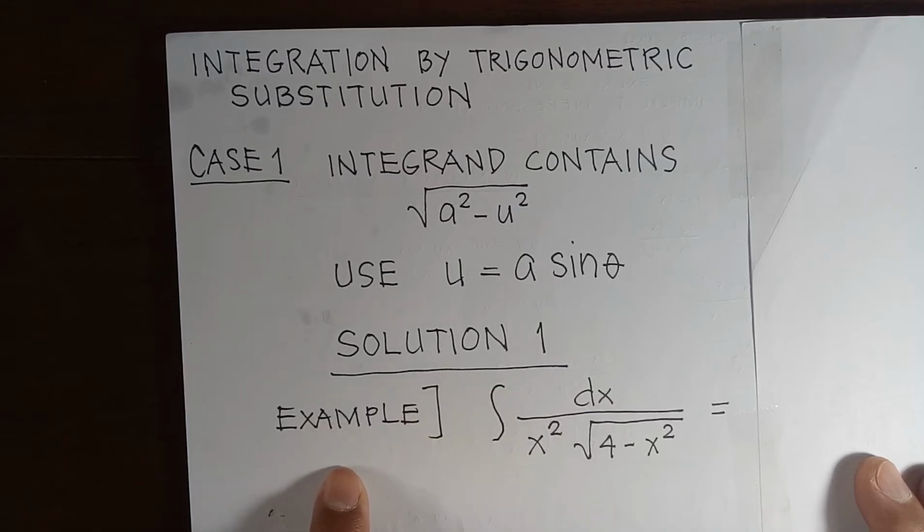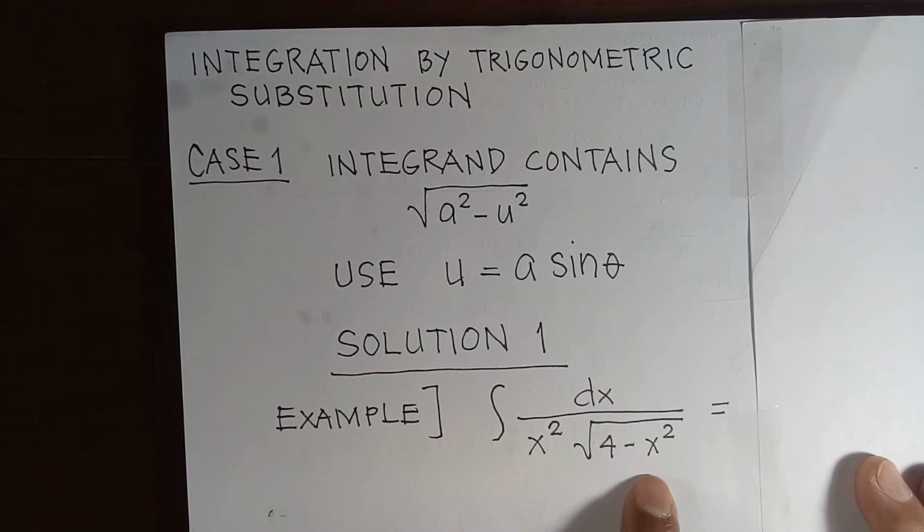Example para sa case number 1. So, ang given natin, integral of dx divided by x squared square root of 4 minus x squared. So, ang una natin gagawin ay alamin muna natin kung saang case ba siya kasali. Case 1 ba? Case 2? O case 3? Okay.